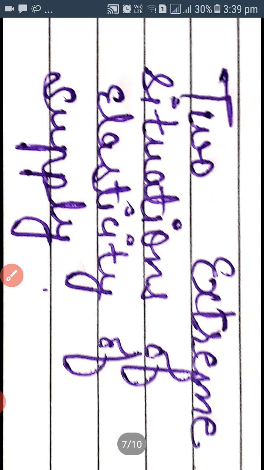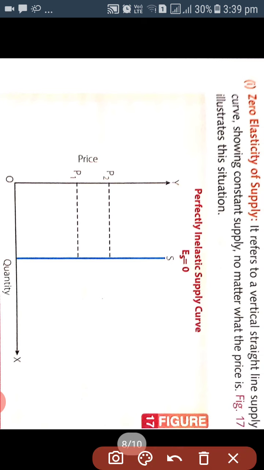We are also having two extreme situations. The first situation is zero elasticity of supply. In this situation, elasticity of supply would be equal to 0. It happens when supply doesn't change with the change in price. That is why elasticity of supply is equal to 0. It is called zero elasticity of supply.